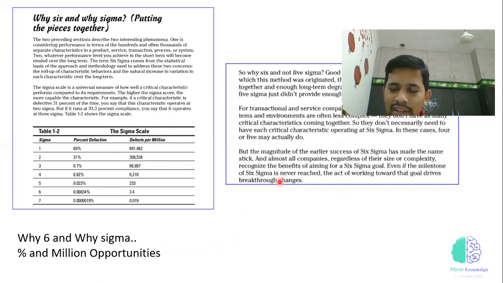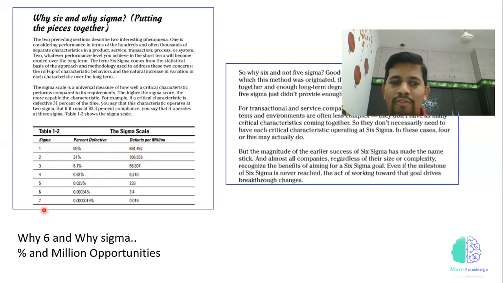So again, it gives a follow-up one. It asks why Sigma, why six and why Sigma. So why do we need to put these things together, Six Sigma? You all know that if it is one Sigma, that means you will have about 69% accuracy in percentage, and that means you will have massive defects. You may end up having this much defect.